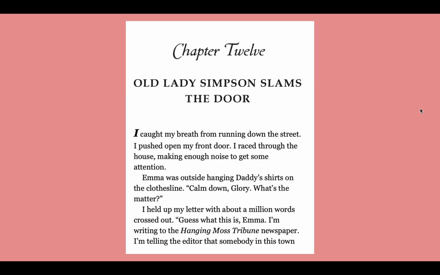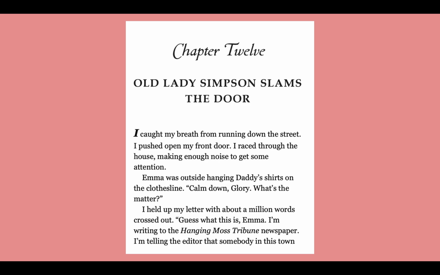Chapter 12. Old Lady Simpson slams the door. I caught my breath from running down the street. I pushed open my front door. I raced through the house, making enough noise to get some attention. Emma was outside hanging Daddy's shirts on the clothesline. Calm down, Glory. What's the matter? I held up my letter with about 1 million words crossed out. Guess what this is, Emma?